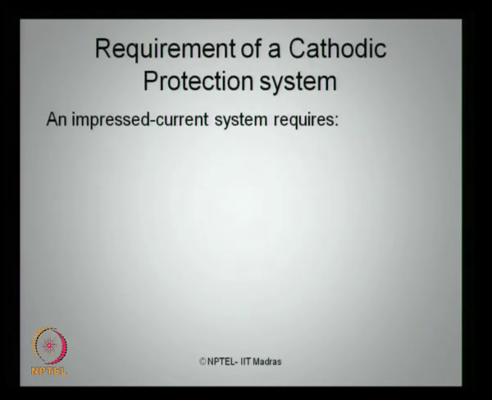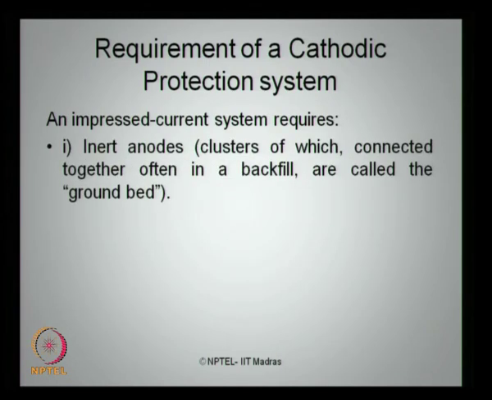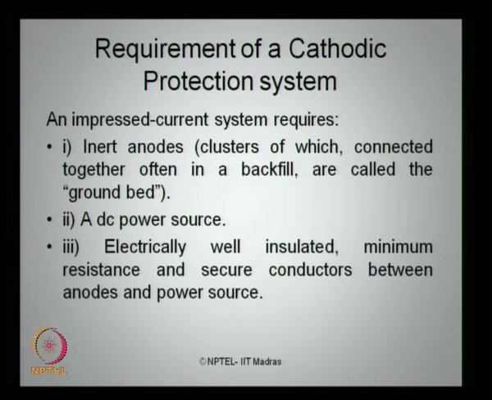An impressed current system, alternatively, requires the following. It requires inert anodes, which is nothing but a cluster of anodes connected together, often in a backfill, called a ground bed. It of course requires an external DC power source, an electrically well insulated system with minimum resistance, and secure conductors between the anodes and the power source.